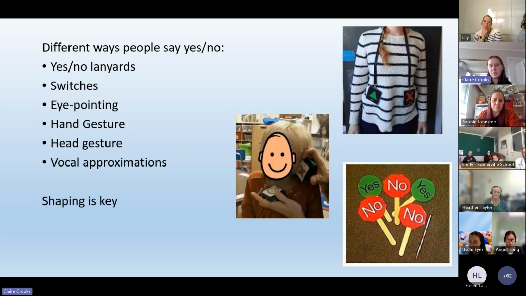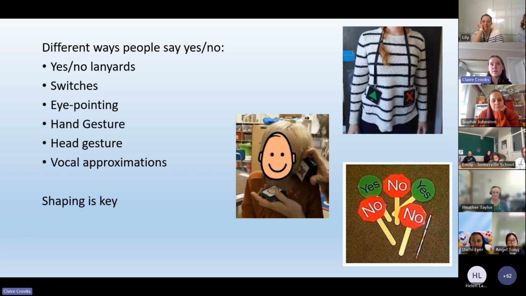Eye pointing, whether that's on a yes/no lanyard or another tool. Some people use blink yes and no's as well. Hand gestures, you'll see in older clients, they'll do a thumbs up or a thumbs down. And head gestures, whether that's a shake or a nod or an approximation. Some people will also shape vocalizations to make vocal approximations of a yes and no, because yes and no, yeah, nah, can be shaped. So shaping is really key.